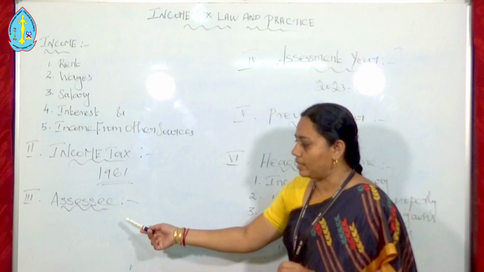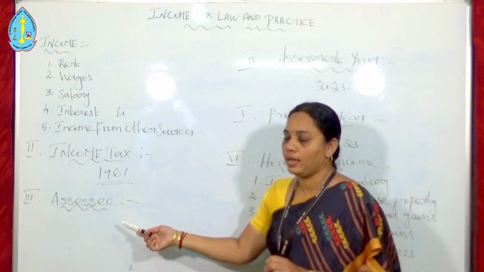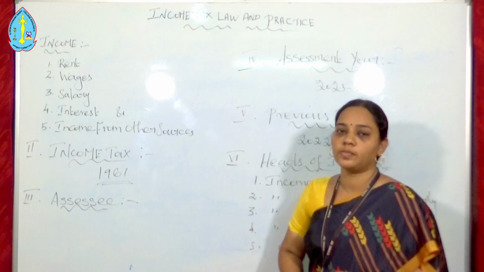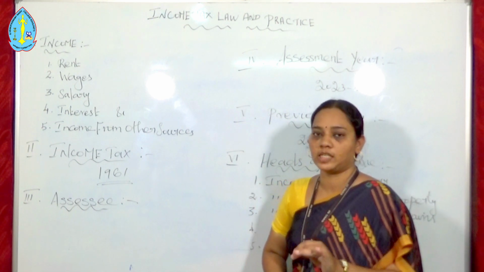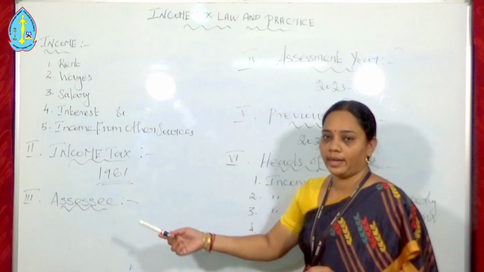Then third category is assessee. Okay, what is meant by assessee? The person who is responsible to pay the tax to the government is called the assessee. Okay, the person who is responsible to pay the tax is called the assessee.